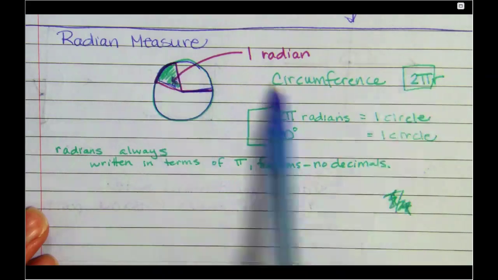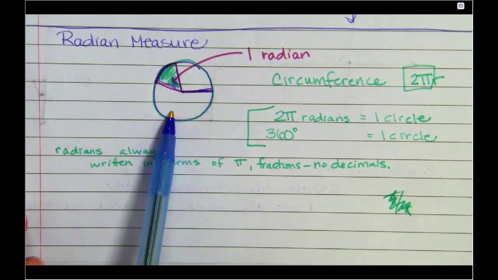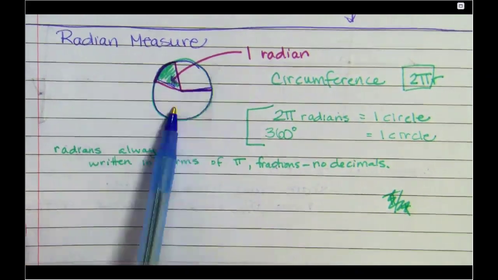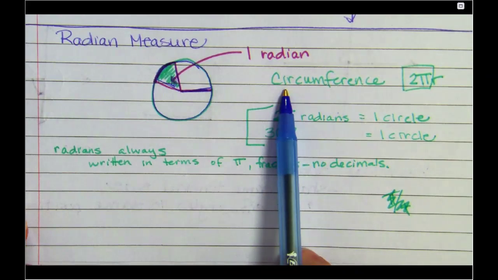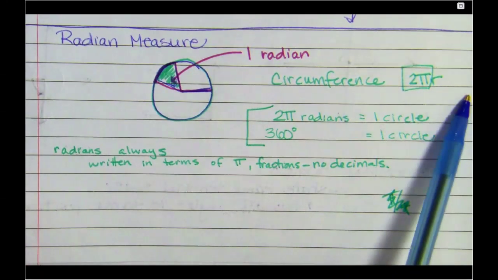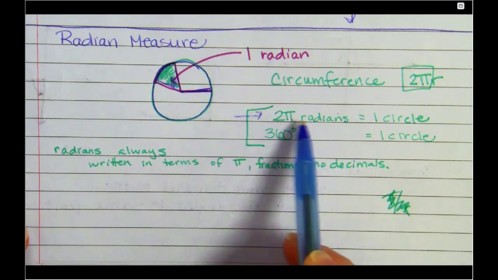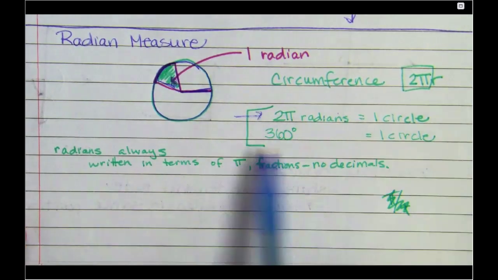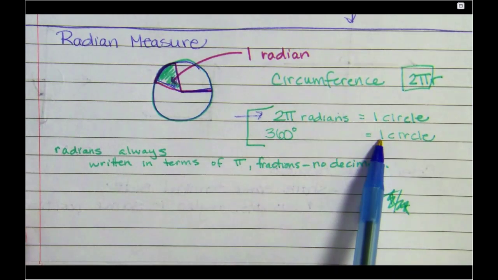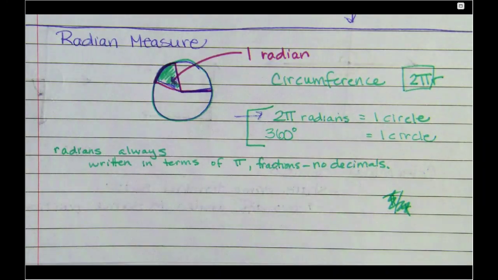And so then we were talking about the fact that there are, looks like, 6-ish radians in 1 circle. That is related to the circumference. So the circumference is 2 pi r. So we talked about the fact that there are 2 pi radians in 1 circle. There are also 360 degrees in 1 circle. It's that information that's the foundation of how we will switch between degrees and radians.